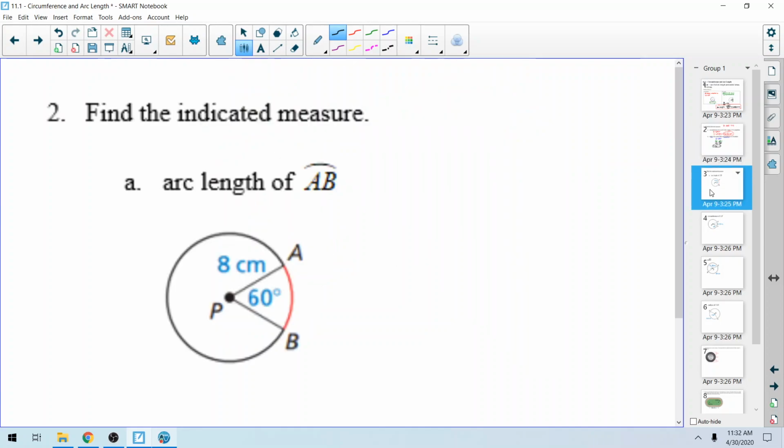Okay, now that was review. Moving on to arc length. Find the indicated measure. Letter A, find the arc length of AB. Now, we already know how to find the circumference of the whole circle. The circumference would be 2 pi r. So in this case, I'd have 2 times pi times my radius. If I'm looking at my circle, they gave me a radius of 8. So my circumference is 16 pi.